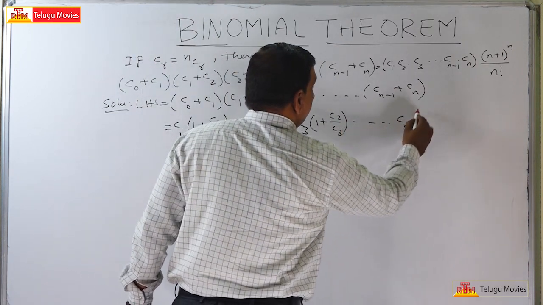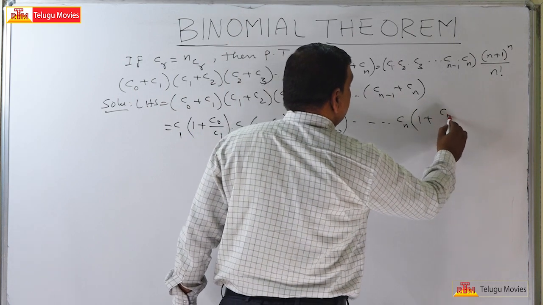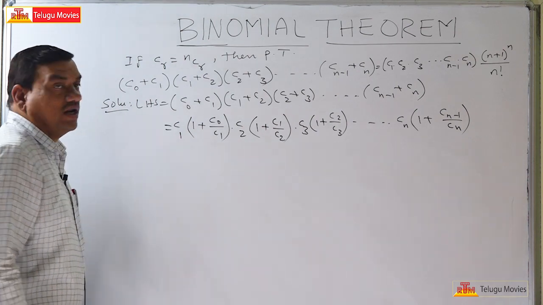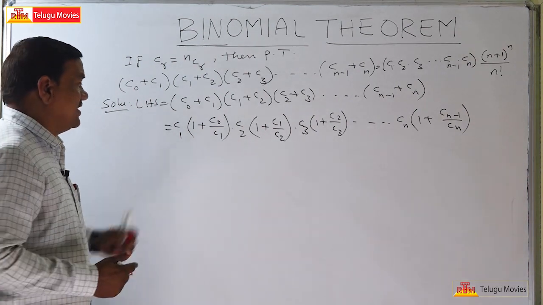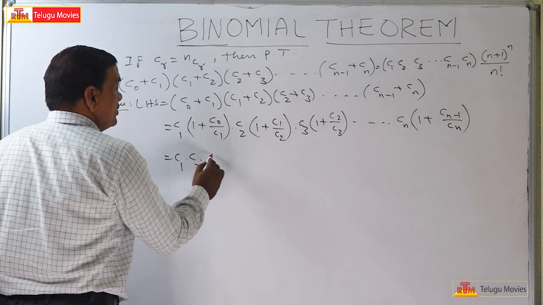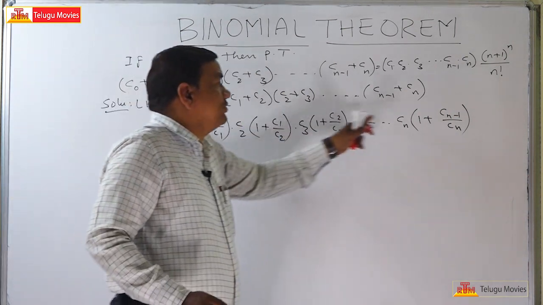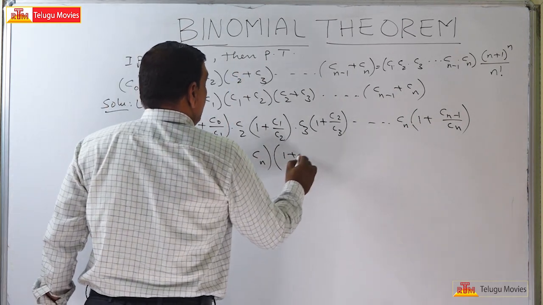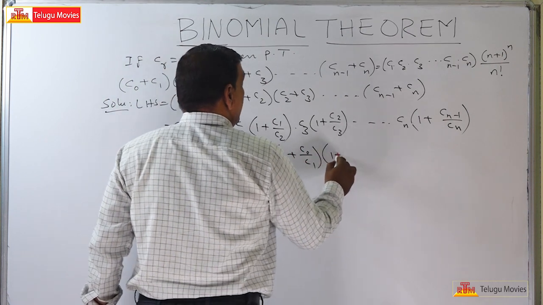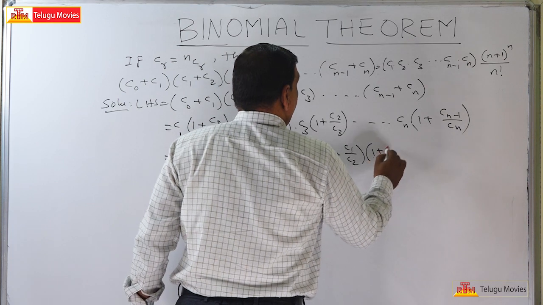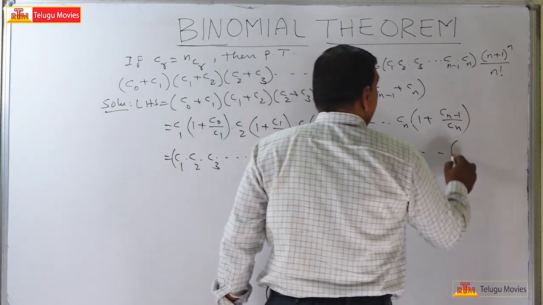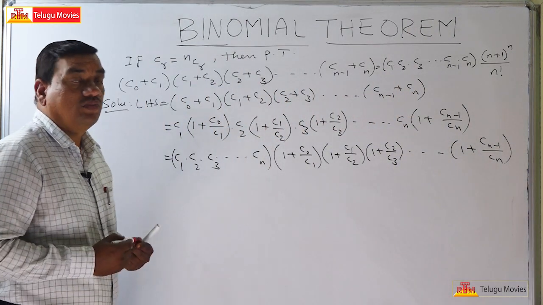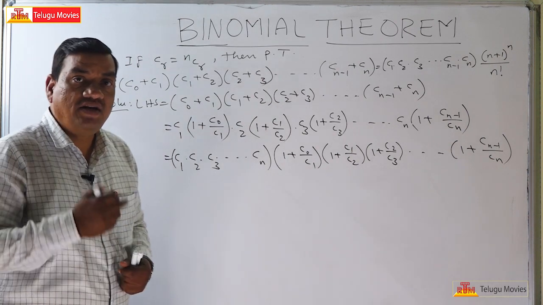So on, if you take Cn common outside, 1 plus Cn minus 1 by Cn. So Cn plus Cn minus 1. Okay now? Now I will rearrange the factors. So here this is equal to C1 into C2 into C3, so on Cn, into 1 plus C0 by C1, into 1 plus C1 by C2, into 1 plus C2 by C3, plus so on, 1 plus Cn minus 1 by Cn. Understand? Now the formula which we explained will come here.